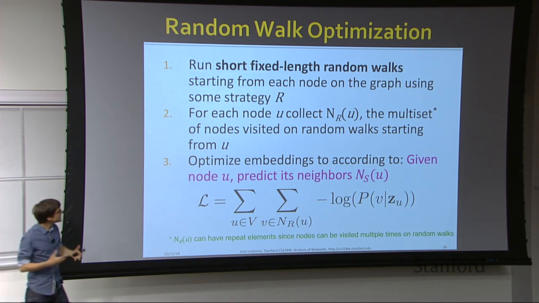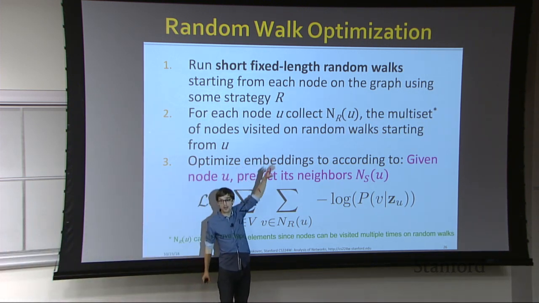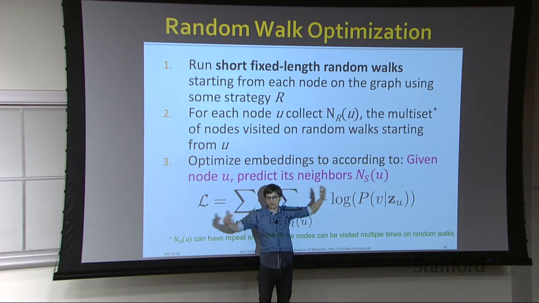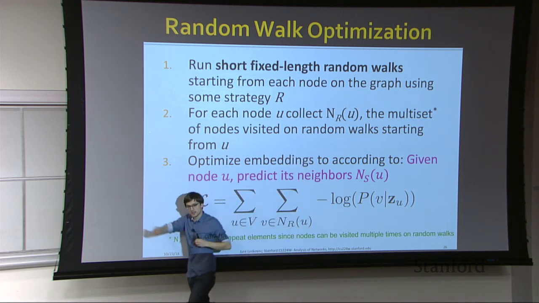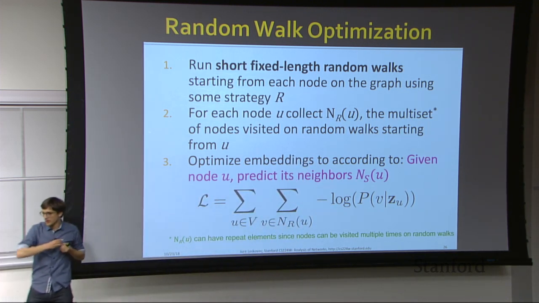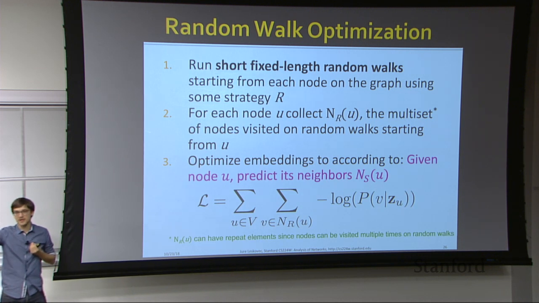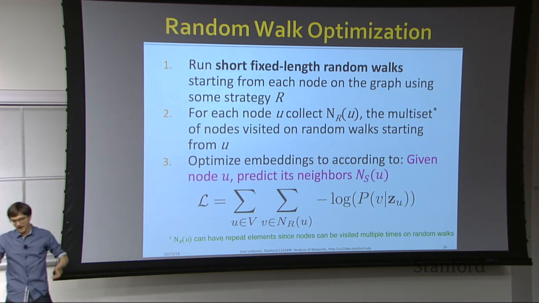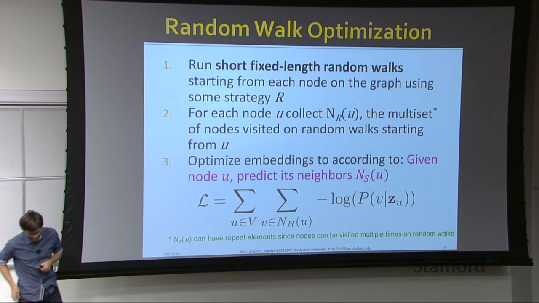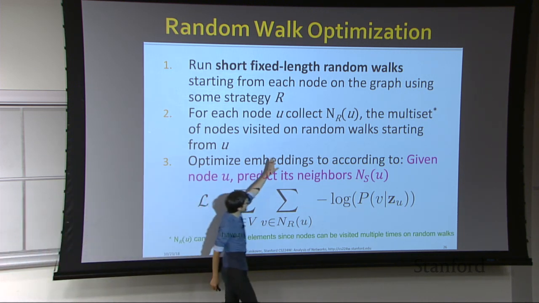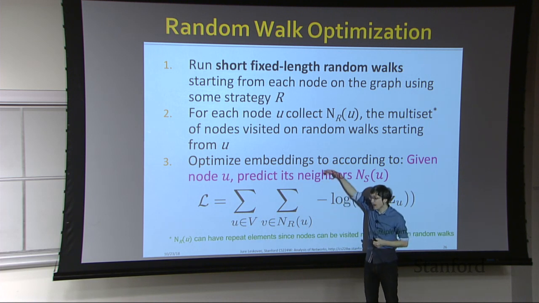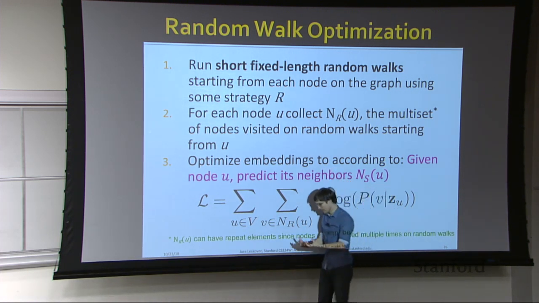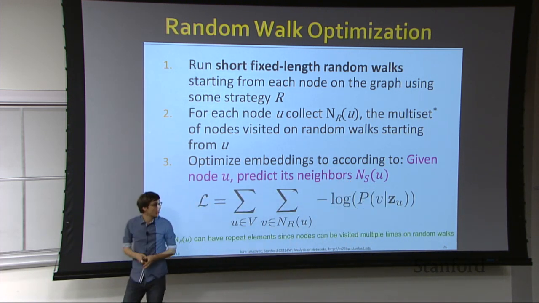So now this means that I have defined this notion of a neighborhood. For node U, I have a set of neighbors, and these neighbors are determined by this random walk, walking for a fixed number of steps, where the number of steps is some hyperparameter, think of 5, 7, 10, something like that. Now that I have these neighborhood sets, I want to define an optimization problem that I will use to figure out what the coordinates should be.